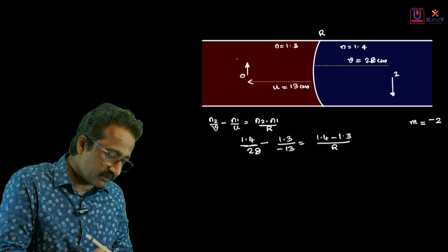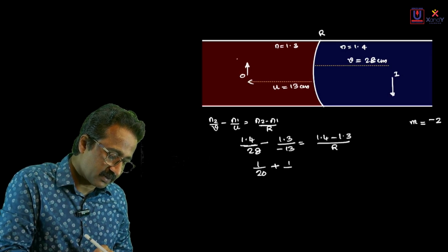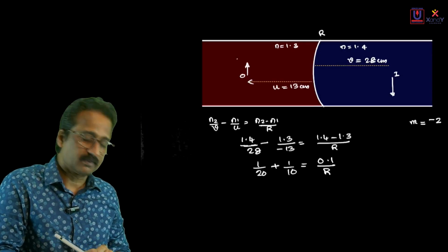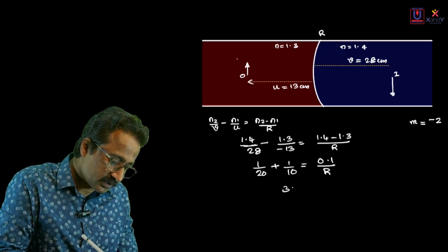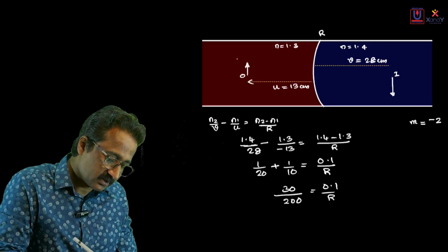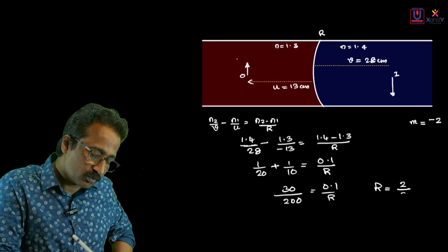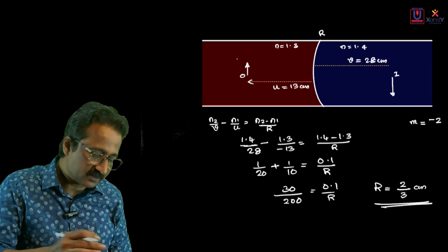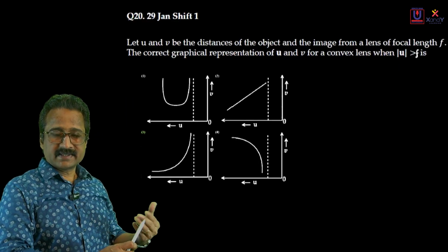1.4 divided by 28 is going to be 1 by 20. So 1 by 20 plus 1 by 10 is equal to 1.4 minus 1.3, which is 0.1, divided by the radius of curvature. Now 10 plus 20 is 30, divided by 200, and this is equal to 0.1 divided by the radius. This gives you the radius R as 20 by 3 into 0.1, that will be 2 by 3 centimeter. So finally, the radius of curvature of this surface is 2 by 3 centimeter. Let's see what that is. Yes, the option is 4.